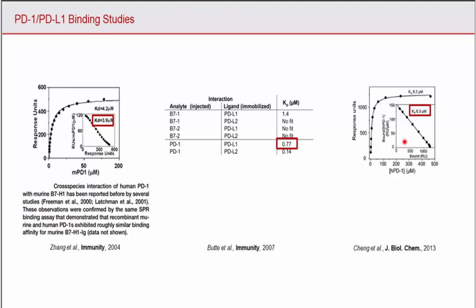More recently, PD-1 ligands were once again characterized using SPR-based assays, and the result gave an 8 micromolar KD for the binding of human PD-1 to human PD-L1, and a 29 micromolar affinity for the binding between murine PD-1 and murine PD-L1.